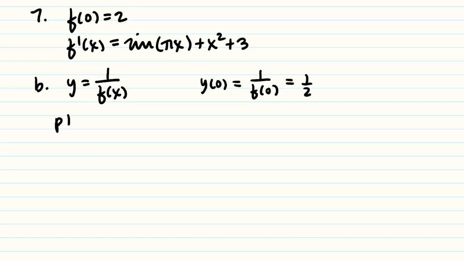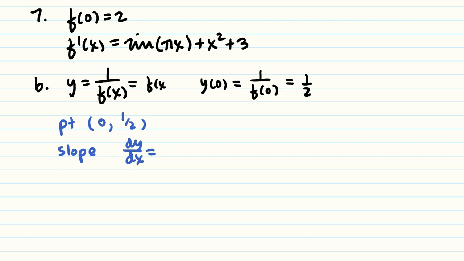So my point, maybe I'll switch up the color to blue, my point is 0 and 1/2. My slope is going to require a derivative. dy/dx is going to be equal to the derivative of, I'm going to rewrite this as f of x to the negative first power. So dy/dx is negative, leave the inside the same, to the -2, multiplied by the derivative of the inside.